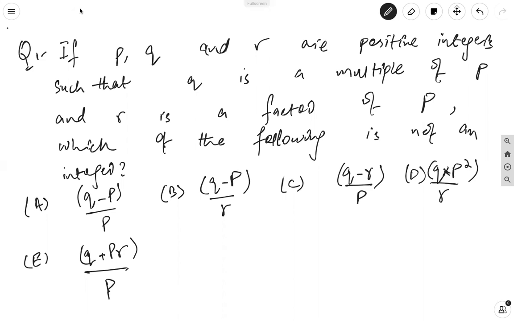The answer is C. Answer is C, I think. I guess so. Anyone else? Wait, let others solve, then we will discuss.